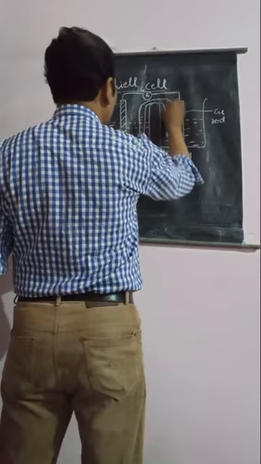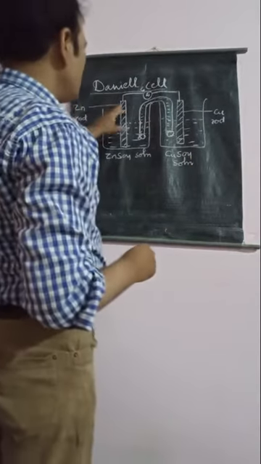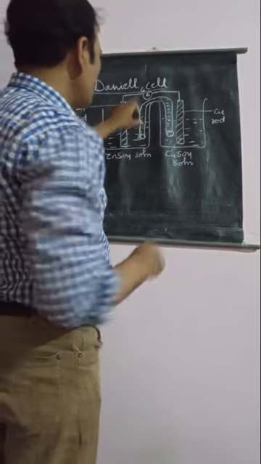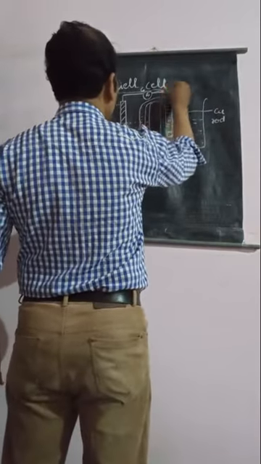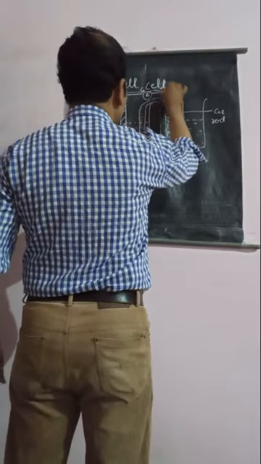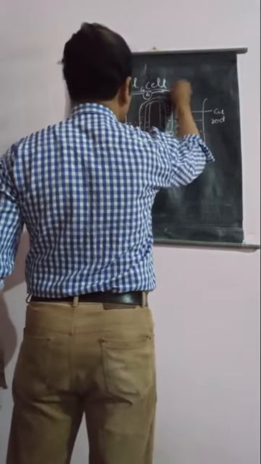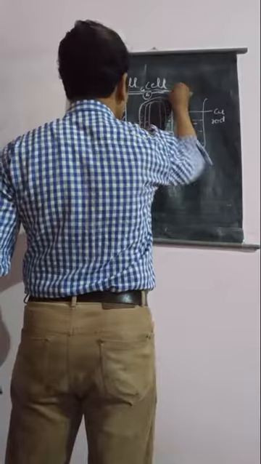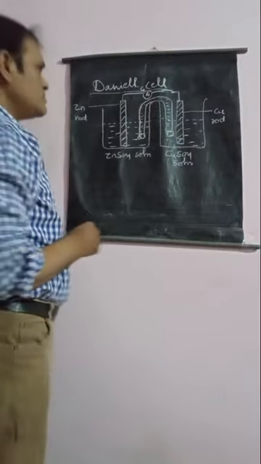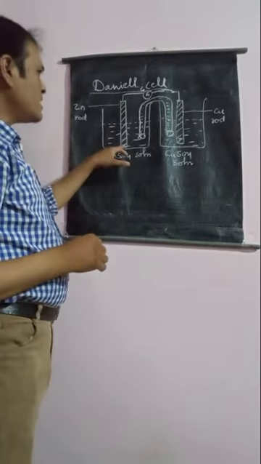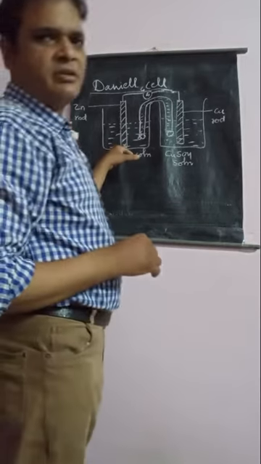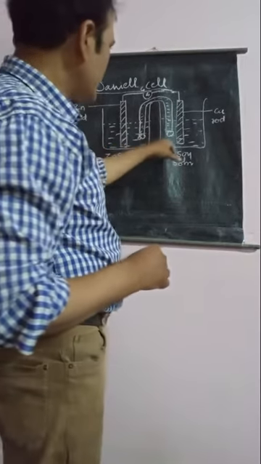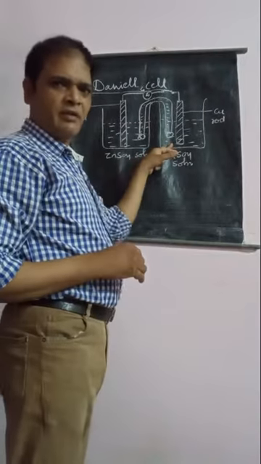And now if we take another switch in this circuit with this wire, as the switch is turned on, what will happen generally is that at the zinc electrode the oxidation of zinc will take place, and at the cathode the reduction of copper metal will take place.